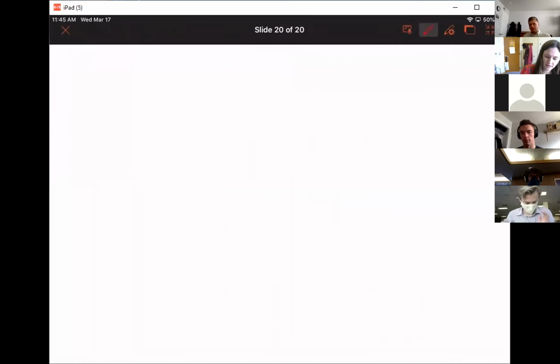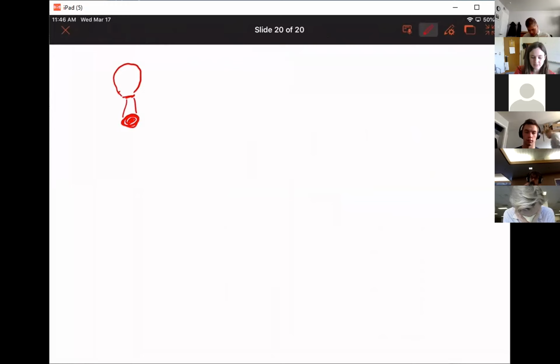Let's say we have a weather balloon, right? Here's the balloon. It's got a sensor on it. And there's some 3D velocity field, like V is equal to U.